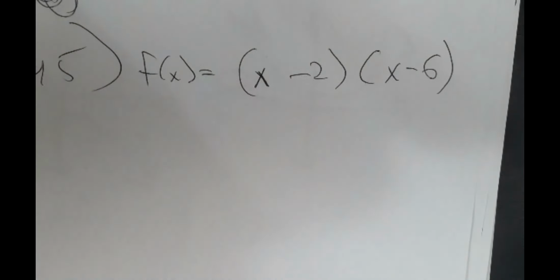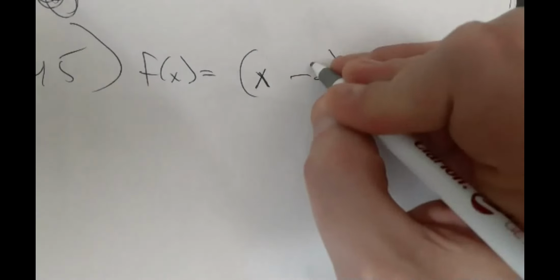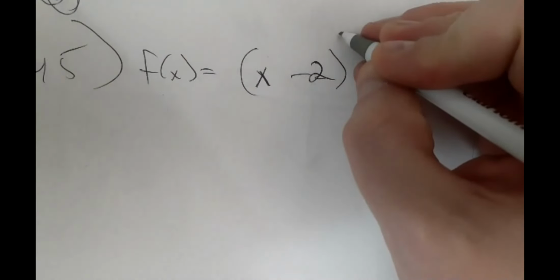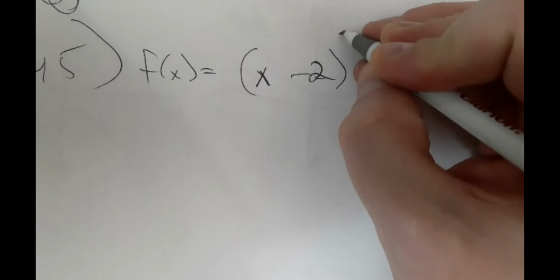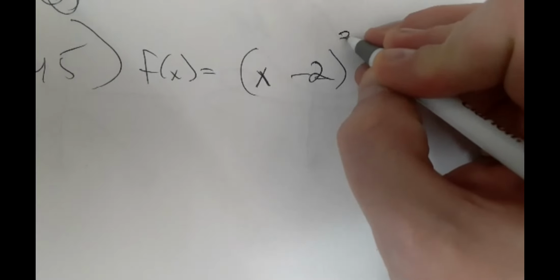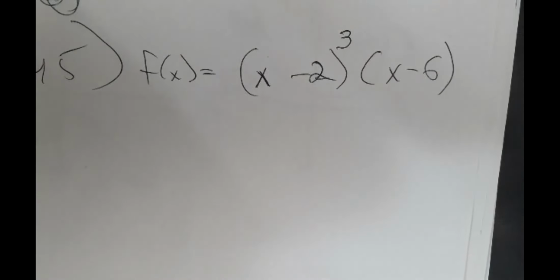It says the 0 of 2 with multiplicity 3. So what do I have to do with the x minus 2? Cube it. Put a factor of 3. Do I need to do anything with this thing over here? If you want to put a 1, you could put a 1. Does that give me the degree 4 that they were talking about?